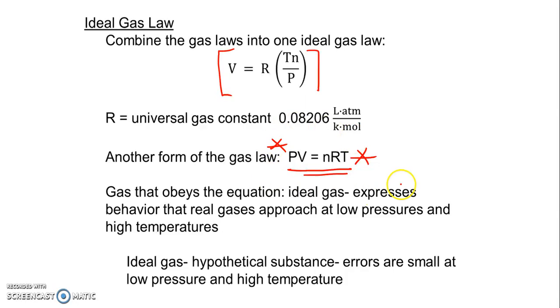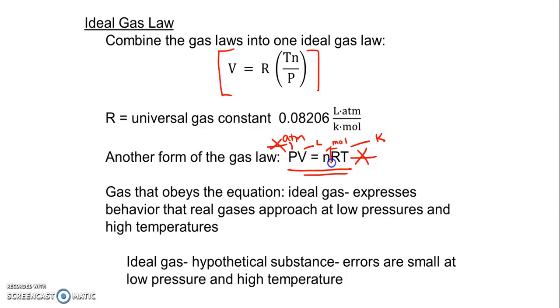This is the one that's on your reference sheet. It's sometimes referred to as PV-nRT. The P stands for pressure, and it must be in atmospheres. The V stands for volume, and it must be in liters. The N stands for moles. T is temperature, and it must be in Kelvin.